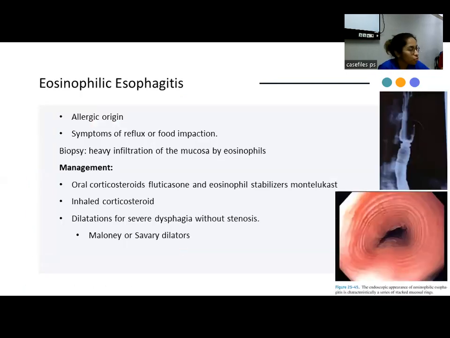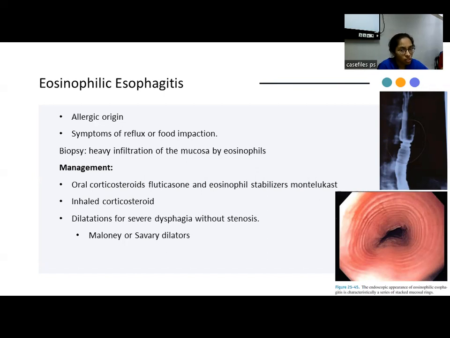Coming to eosinophilic esophagitis, these usually have an allergic origin, and patients will present with symptoms of reflux or food impaction. The biopsy of the esophagus demonstrates a heavy infiltration of the mucosa by eosinophils. The management of eosinophilic esophagitis includes oral corticosteroids like fluticasone, or inhaled corticosteroids, which have also been studied in patients with eosinophilic esophagitis.